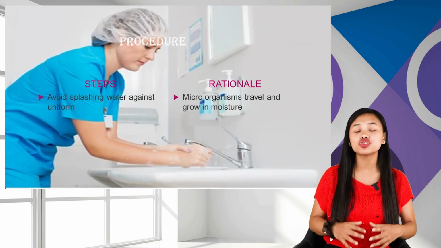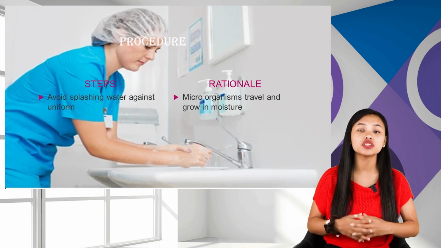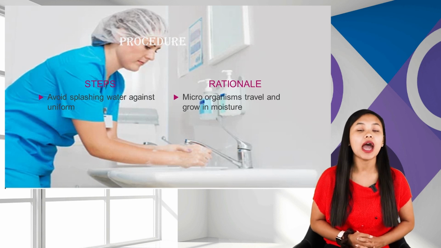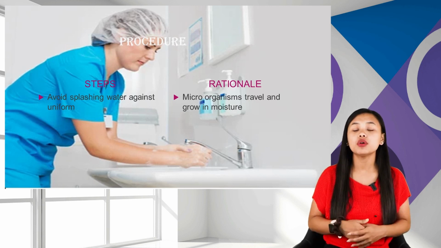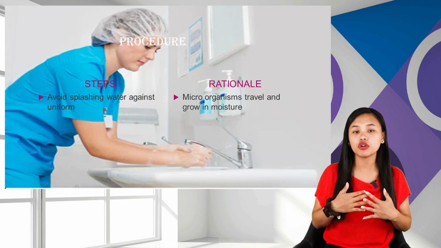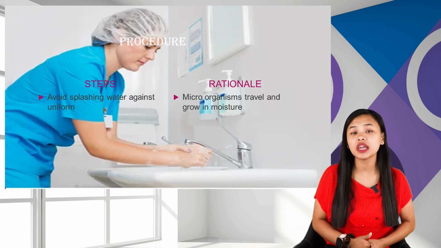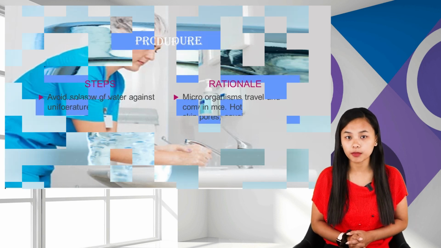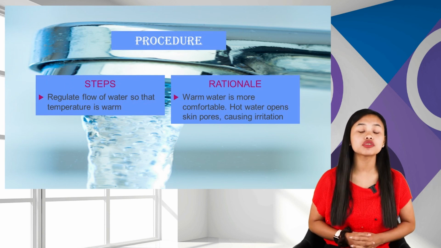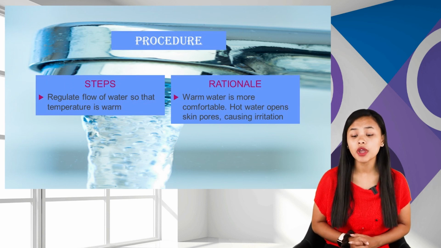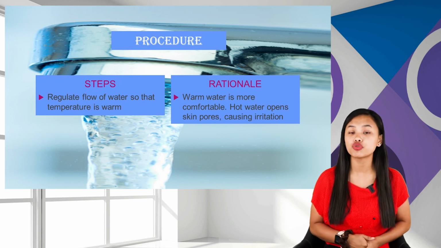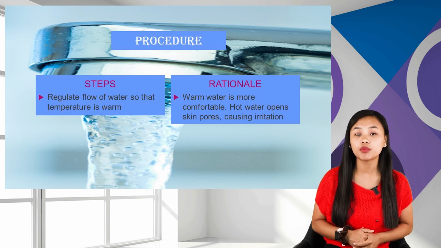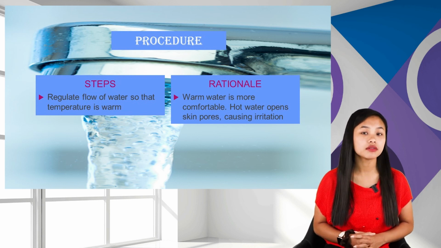And while washing your hands, you should make sure that you avoid splashing the water to your uniforms, because here the microorganisms travel and grow in moisture. So here, whenever you are washing your hands, you should make sure that your body is a little distant from the sink, and you should also make sure that you avoid splashing the water to your uniform. You should also regulate the flow of the water so that the temperature of the water is warm, because warm water is more comfortable to wash our hands in. When you wash your hands with hot water, then it can open up the pores and can even cause irritation.